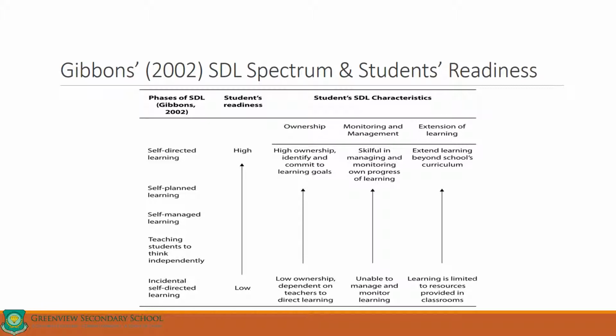At low degrees of self-direction, students demonstrate low ownership of learning. They are dependent on teachers to direct learning, they are unable to manage and monitor their own learning, and are limited to resources provided in the classroom. At high degrees of self-direction, students demonstrate high ownership of learning, they identify and commit to learning goals, and they are skillful in managing and monitoring their own progress of learning. They also extend their learning beyond the school's curriculum.